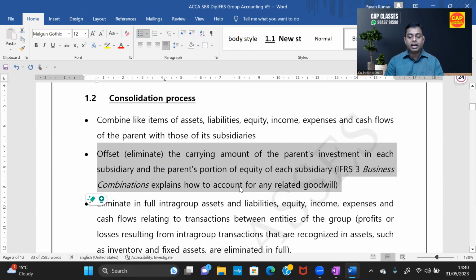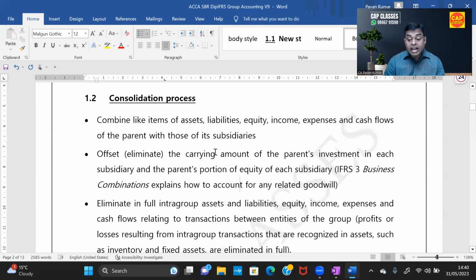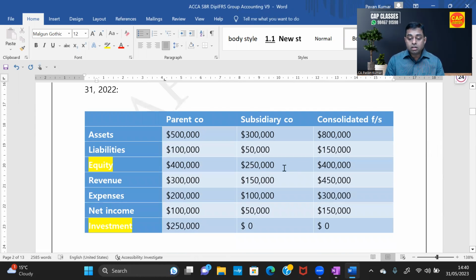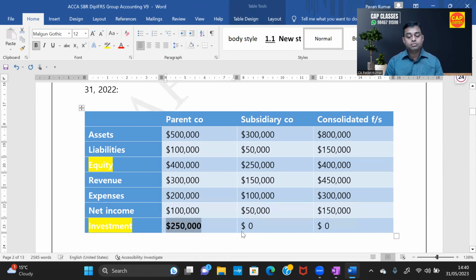Offset, eliminate. What to eliminate? Carrying amount of parent investment. What is the carrying amount of parent investment? If you look at it, can I say this is the carrying amount of parent investment? Eliminate the carrying amount of parent investment with what? With the equity of the subsidiary.